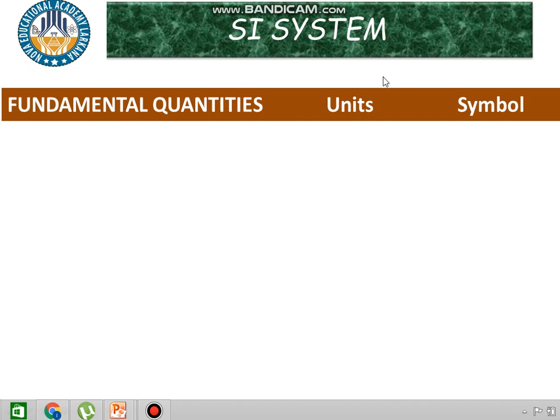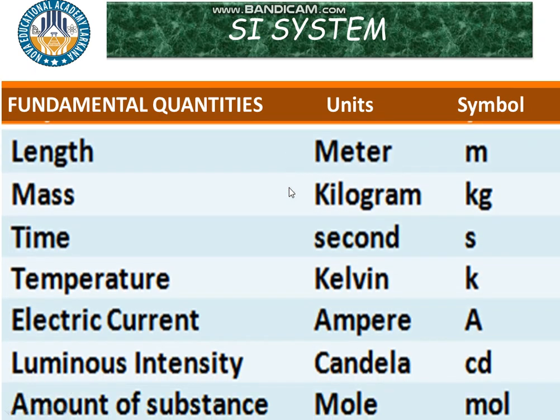Dear student, yesterday we discussed the system of units. We discussed three systems of units: CGS, FPS, and then MKS or SI system. So in the SI system, we discuss 7 fundamental quantities: length, mass, time, temperature, electric current, luminous intensity of light, and amount of substance.